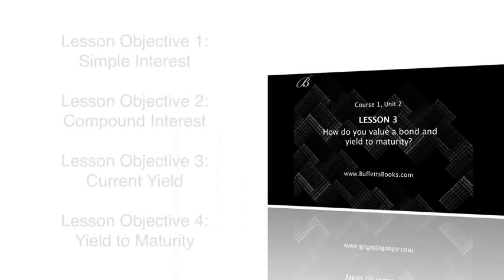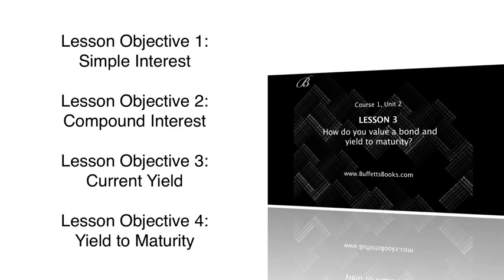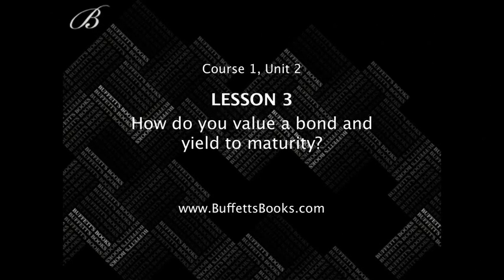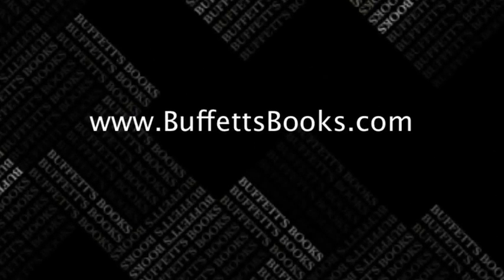So in this lesson, we had 4 lesson objectives. The first was understanding simple interest, understanding compounding for bonds, the current yield, and yield to maturity. And thanks for joining us in Unit 2, and we look forward to seeing you in Unit 3.